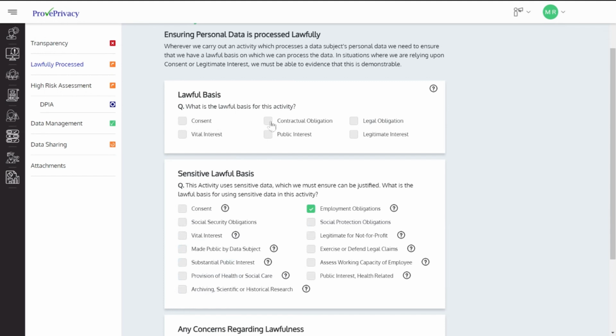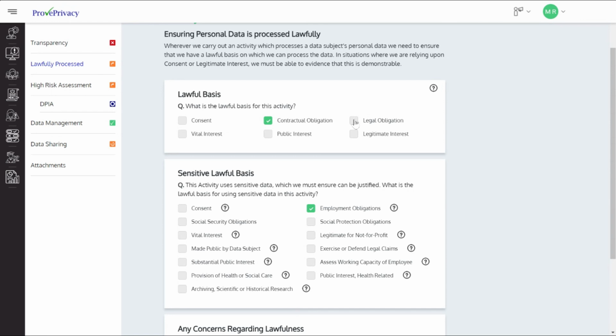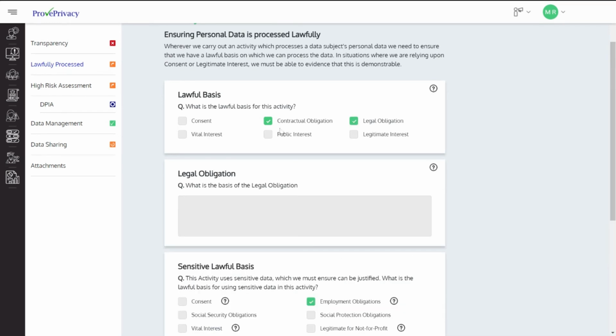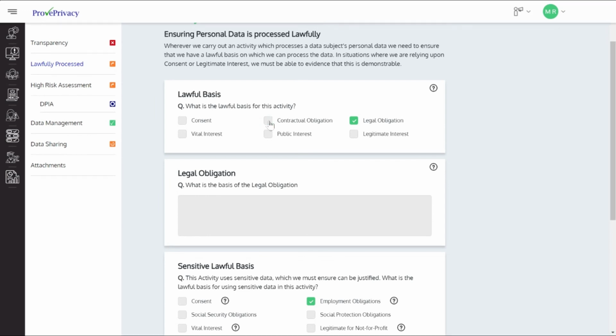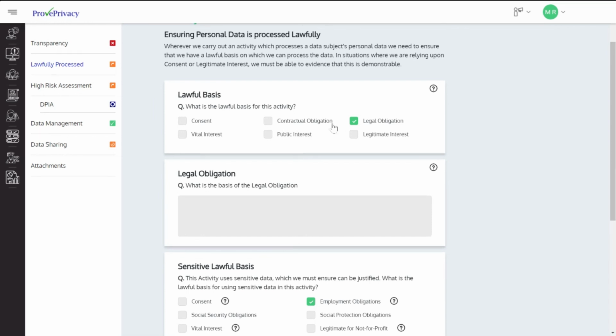You can rely on contractual obligation if you have a contract or are working towards a contract to which the data subject is party, such as an employment contract or a contract to provide goods and services. You could also rely upon legal obligation, where the processing is necessary in order to remain compliant with a legal obligation to which the data controller is subject. For example, financial institutions may seek to verify a data subject's identity to comply with anti-money laundering regulation.